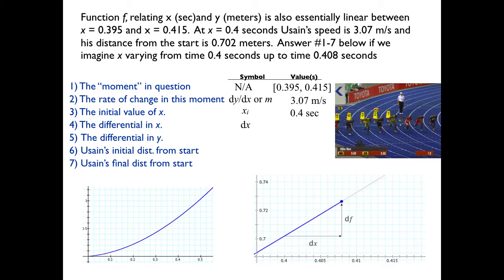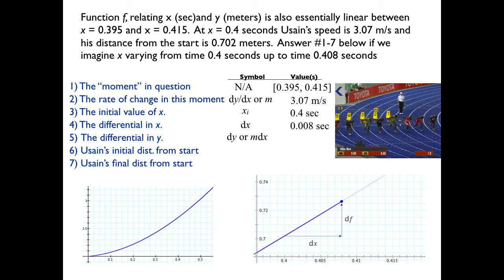And for this last sentence here, answer 1 through 7 below, if we imagine x varying from 0.4 seconds up to time 0.408 seconds, so that's 8 thousandths of a second, 0.008 seconds. Differential in y, the symbol is, yeah, just dy. Or if you wanted to, you can write a computation for it, m dx, because dy equals m dx when we've got a constant rate of change like we do.